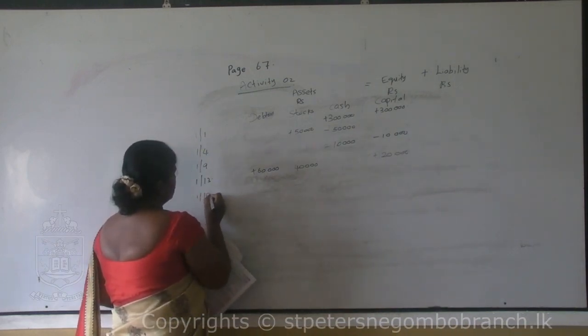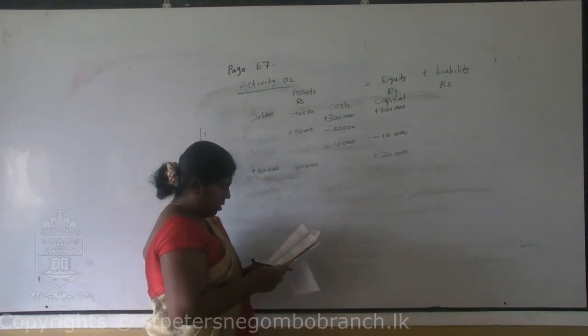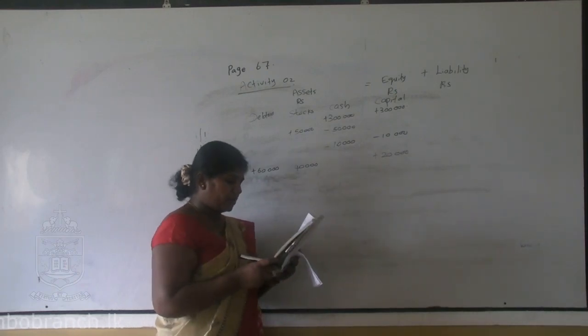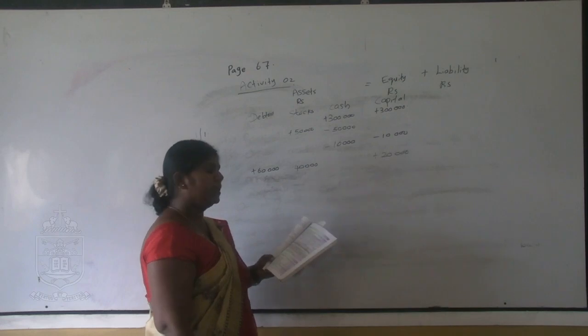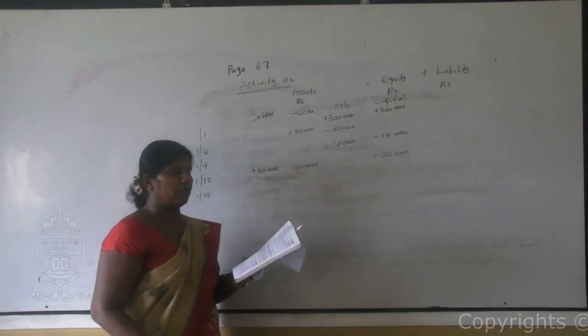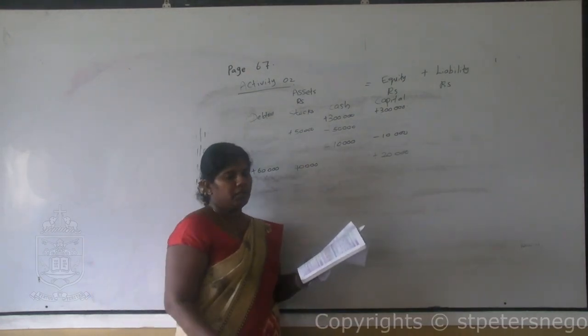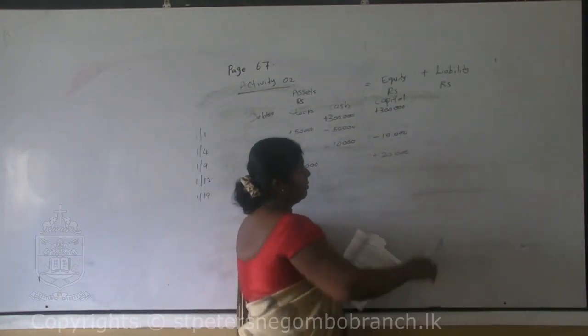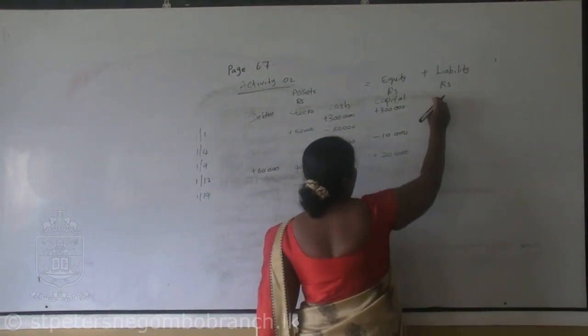Next transaction, 19th of January. Obtain a bank loan of 300,000 rupees. Because of obtaining a bank loan, what will happen to the cash amount? Definitely the cash amount will increase. And creating a liability as bank loan.